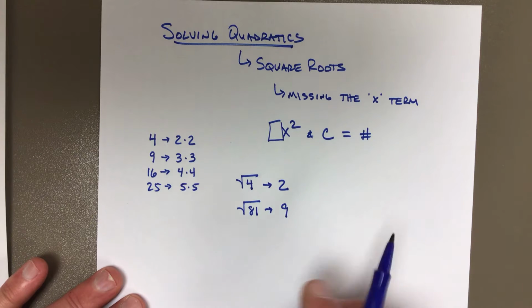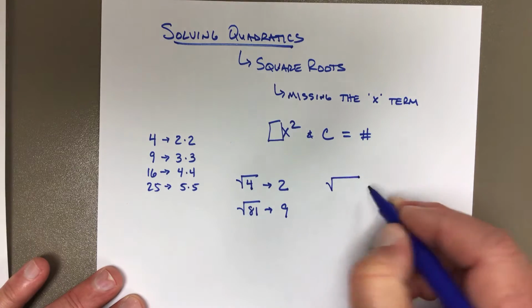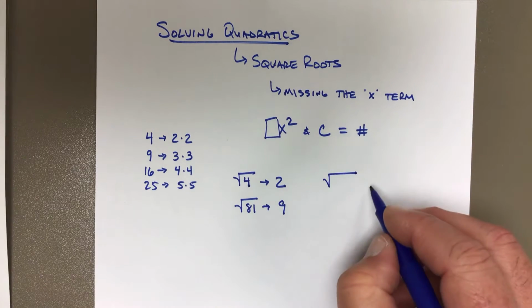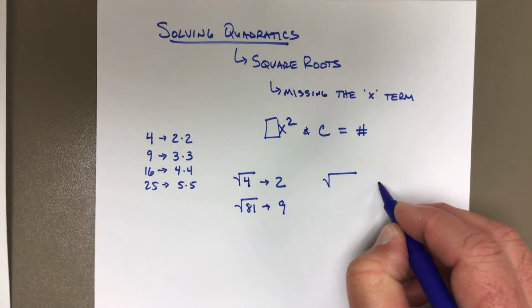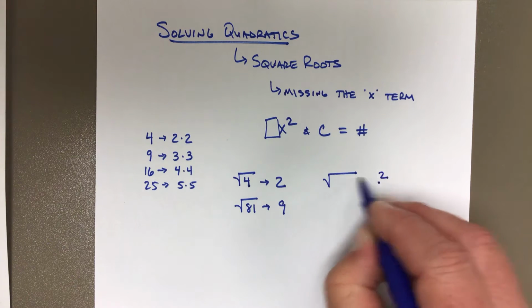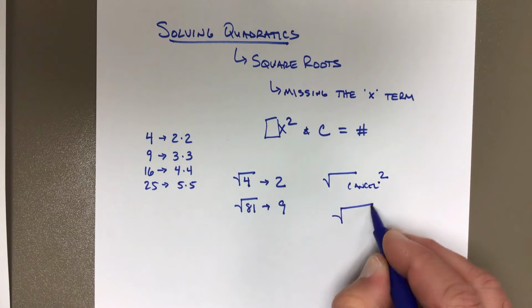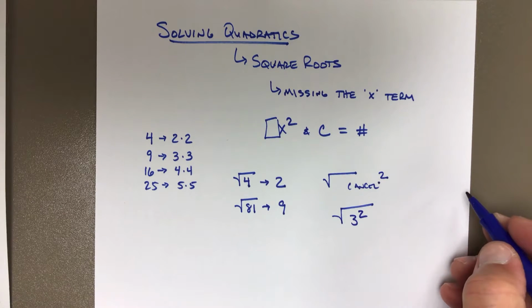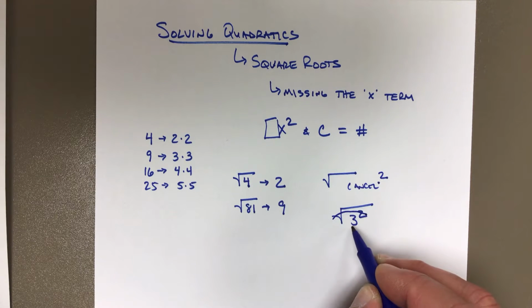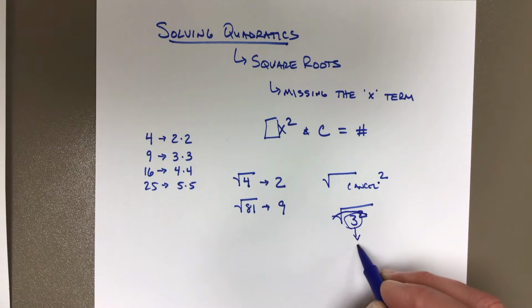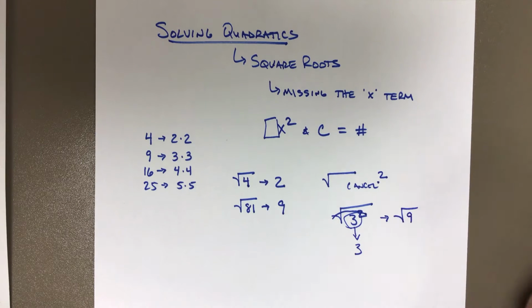for solving quadratics by square roots, because the square root undoes, negates, cancels out the square. So the square and the square root cancel each other out. So if we had the square root of 3 squared, then you basically would take your pencil and you would cross out both of these things because they're going to cancel each other out, and you're left with 3. Well, because what is 3 squared? 3 squared is 9.